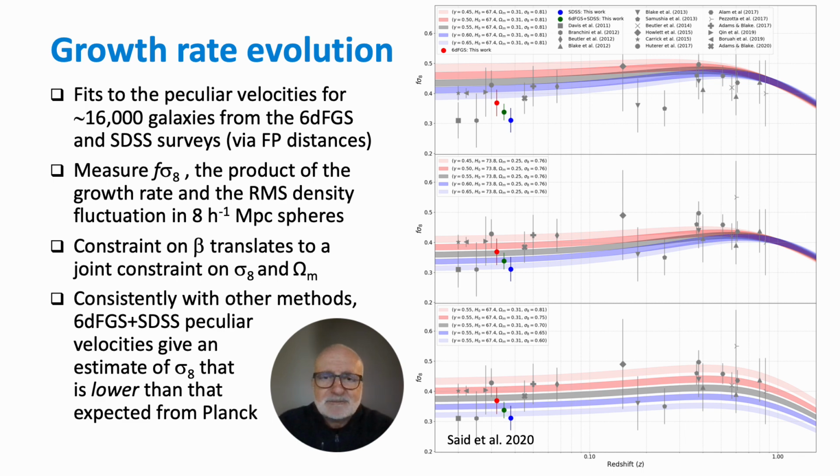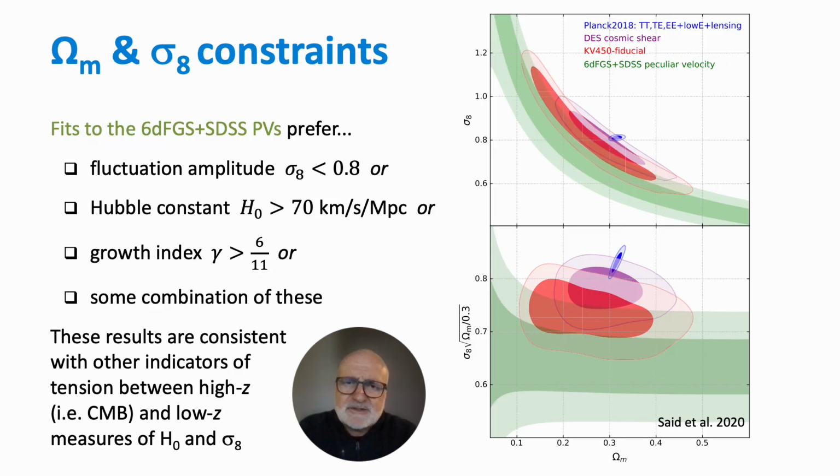The 6dFGS plus SDSS measurement is consistent with most other measurements in preferring an estimate of sigma 8 that is lower than that expected from Planck. In fact, the joint omega matter and sigma 8 constraints prefer one or more of the following things: a matter fluctuation amplitude sigma 8 that is less than 0.8, a Hubble constant that is greater than 70 kilometers per second per megaparsec, and or a growth index greater than the 0.55 expected from general relativity.